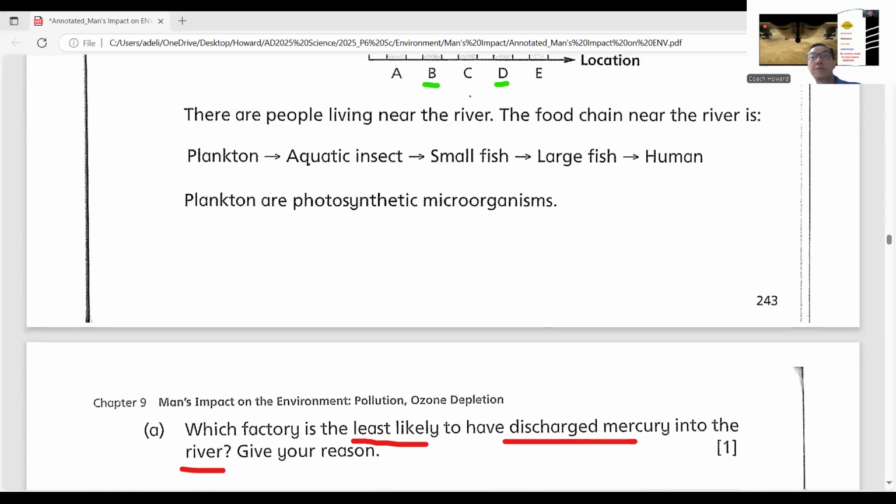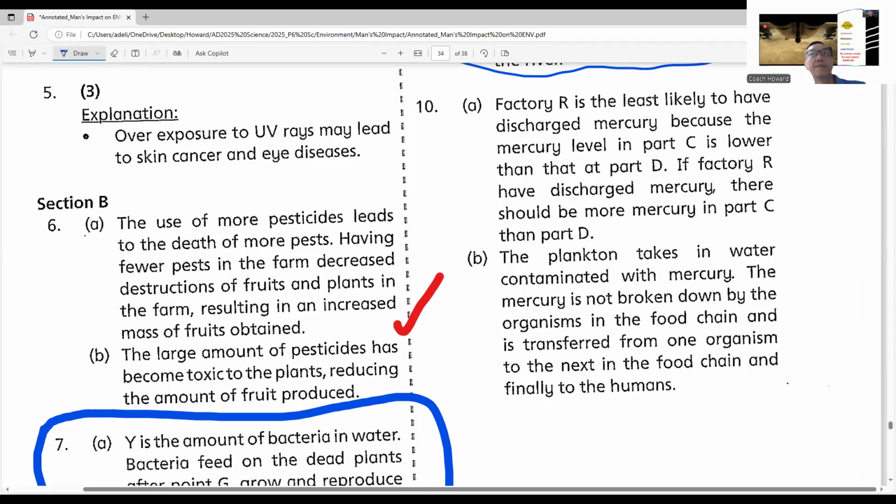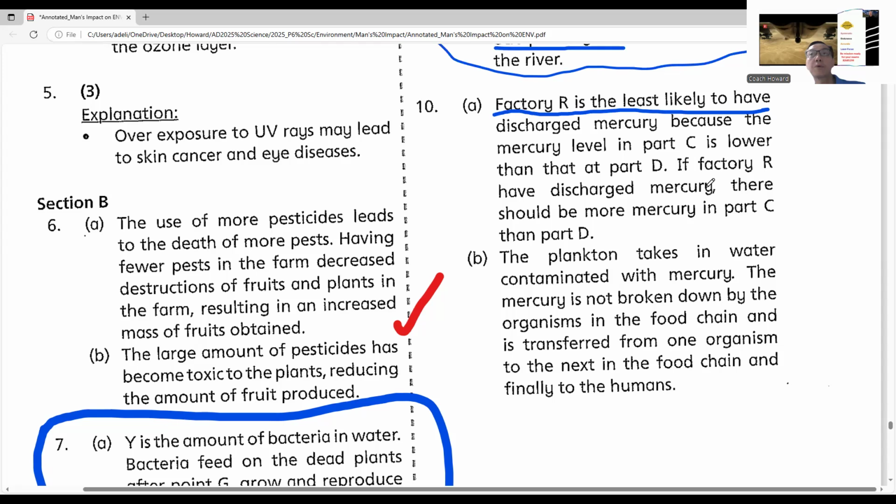Okay. So the reason is this part. Factory R is least likely to have discharged the mercury. Why? Because the mercury level in part C is lower than in part D. Okay? Part C is lower than part D. If you refer to the graph, you can see.